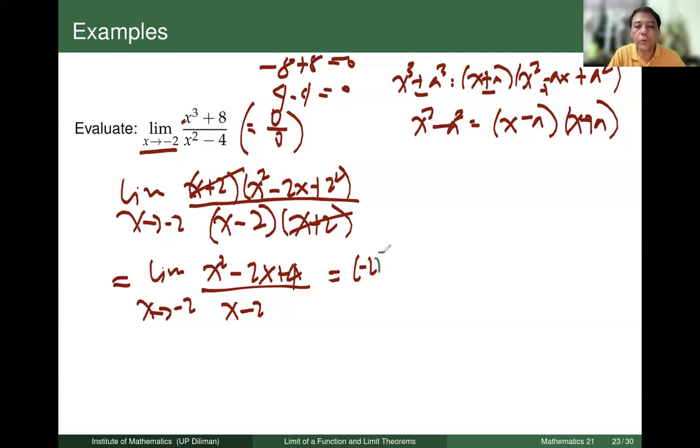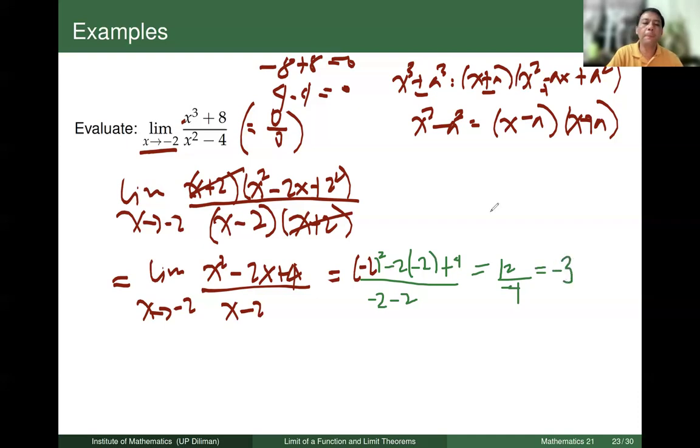So this is -2 squared. My pen lost battery. 2 squared minus 2 times -2 plus 4 all over -2 minus 2. And what do we get? This is 4 plus 4. 8 plus 4 is 12 over -4. And that is equal to minus 3. Okay.